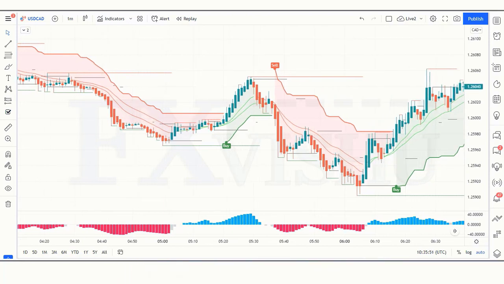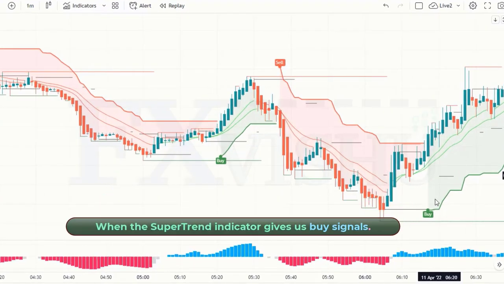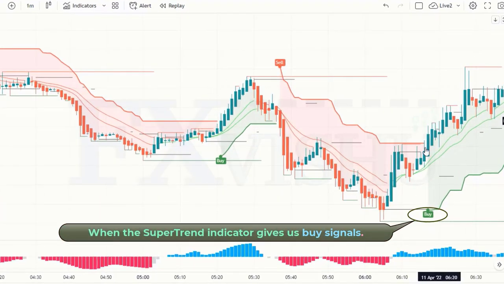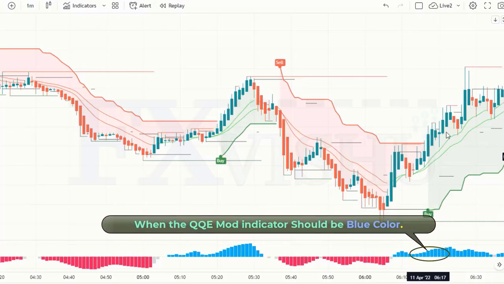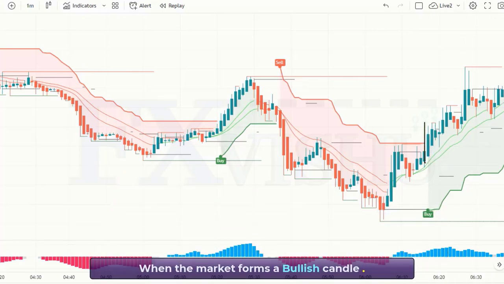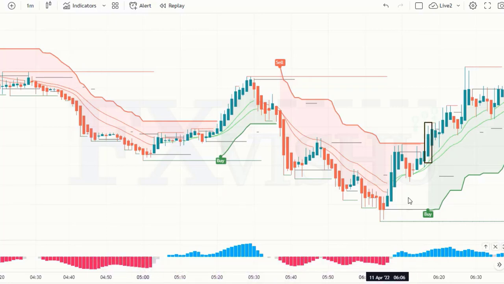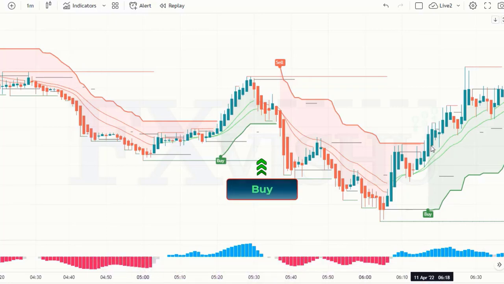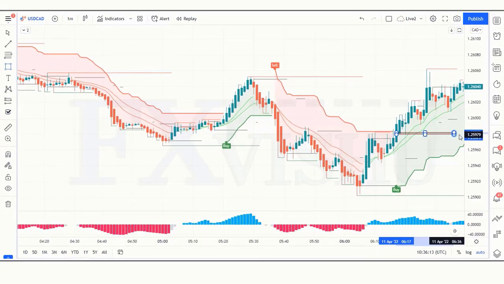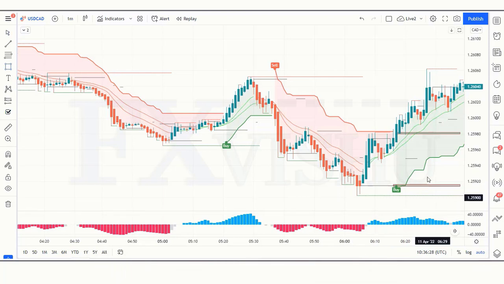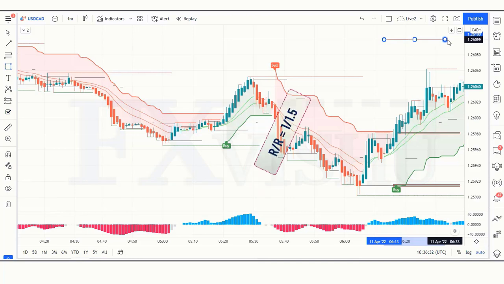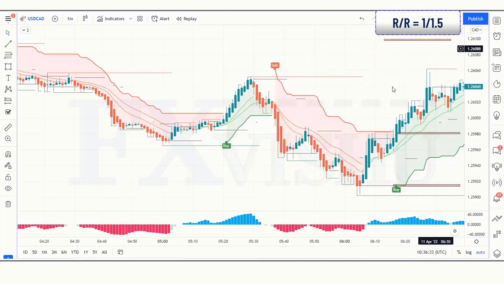Let's start. When the SuperTrend indicator gives us buy signals, the QQE mod indicator should be blue color, and the market forms a bullish candle. If this condition is fulfilled, then we will place a buy order. Our stop loss will be placed at the market's last low black line. And the risk to reward ratio will be 1:1.5.